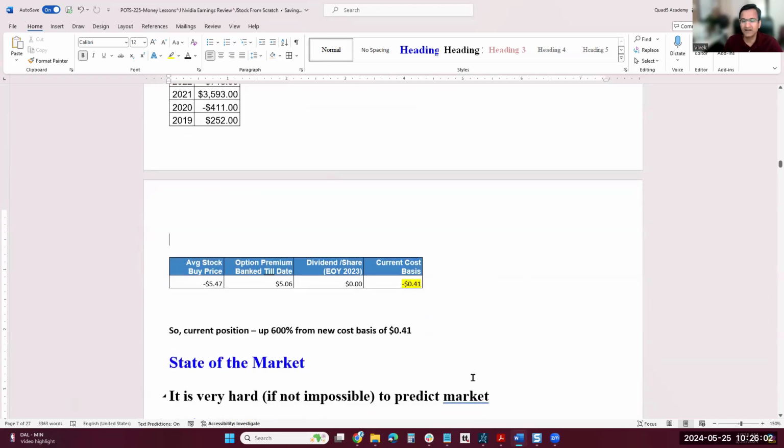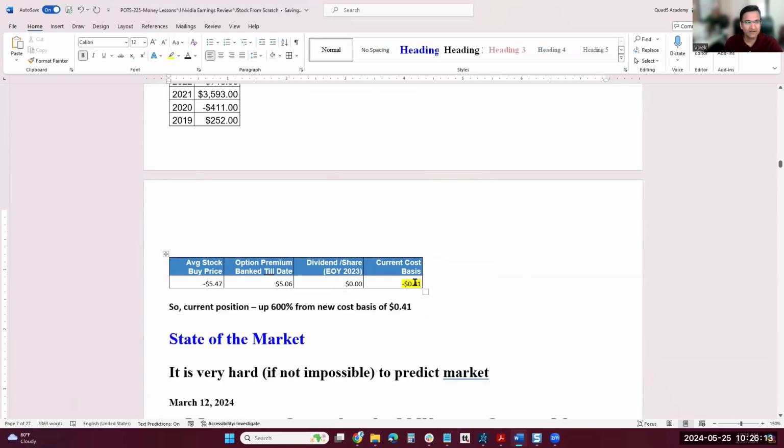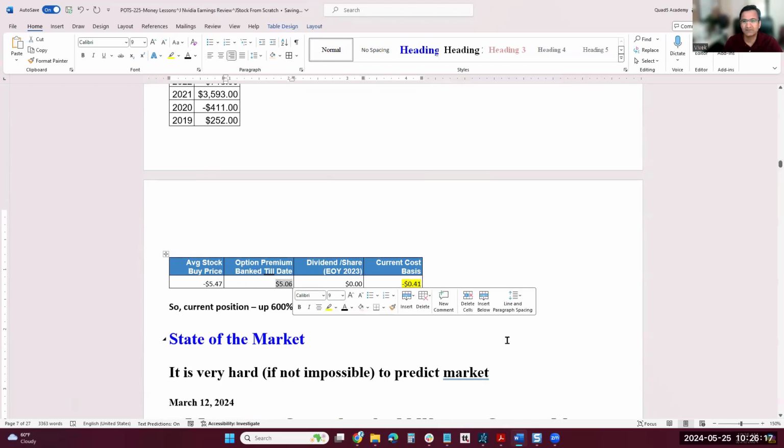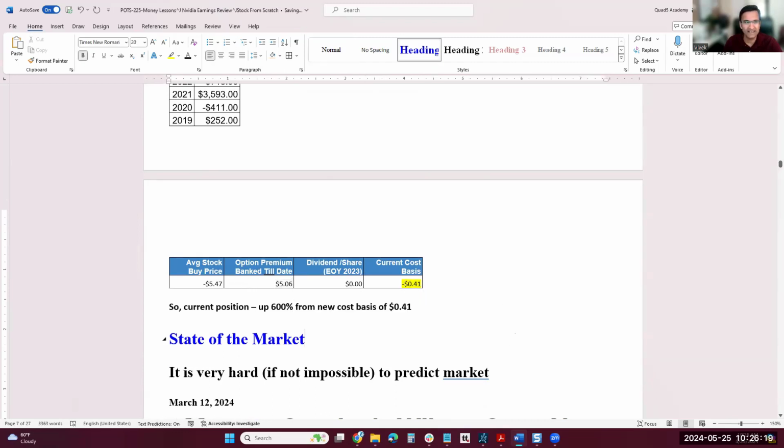So I can really be patient with BlackBerry now. Today, BlackBerry is trading at $2.88. But I've already gotten $5.06 back from what I invested. So my investment is only 41 cents. So instead of me being 48% down, maybe I could look at it as I'm 600% up.